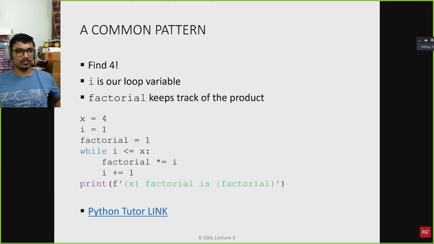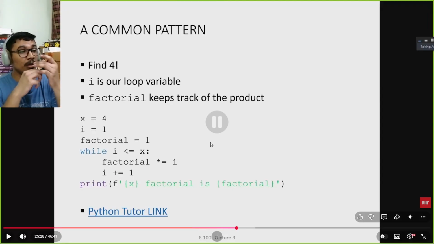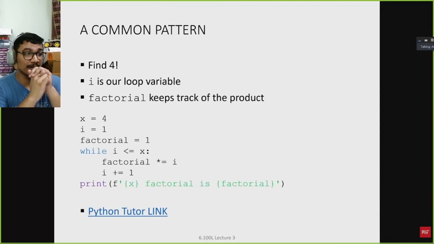So here's a program that calculates factorial for me. And here I'm calculating 4 factorial. I'm not excited about the number 4. That's 4 factorial. How do we do this? All right, so to find 4 factorial, i is a loop variable. So i starts with 1, while i is less than or equal to x, which is the input, for whatever value we need to find the factorial of.